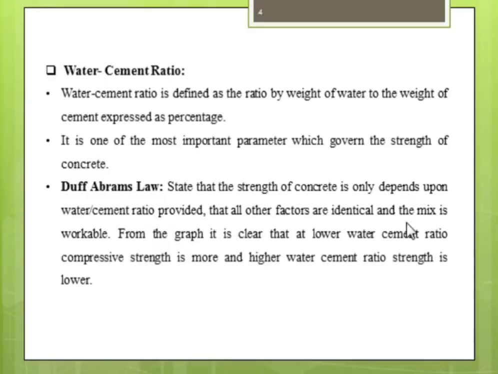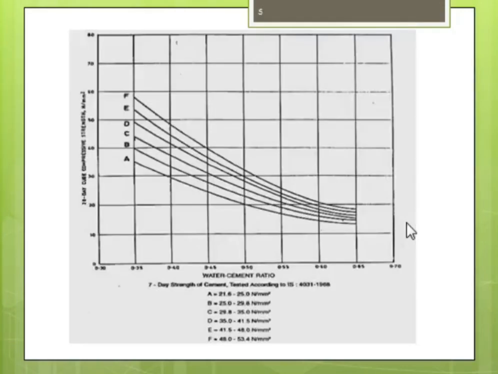That's why we add admixtures into the concrete, as in the last unit we studied why we add chemical admixtures to maintain the water cement ratio, or we can say without changing the water cement ratio we can increase or decrease the workability of concrete. Clear? So that's why this water cement ratio is important, because it directly affects the strength of concrete, and strength is the main parameter of concrete or the design of a structure.